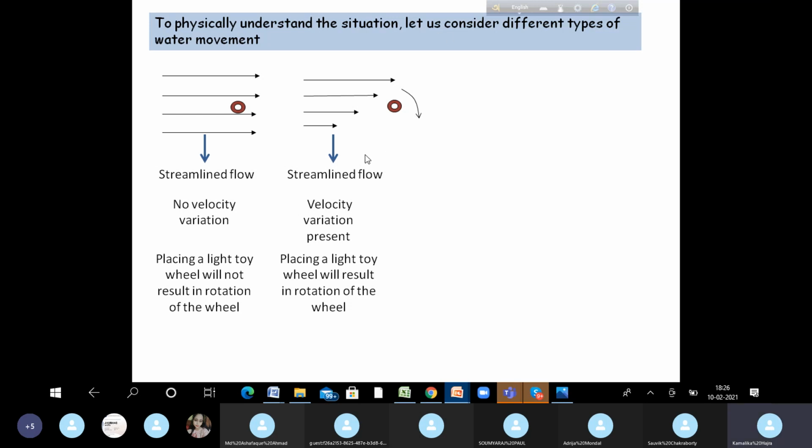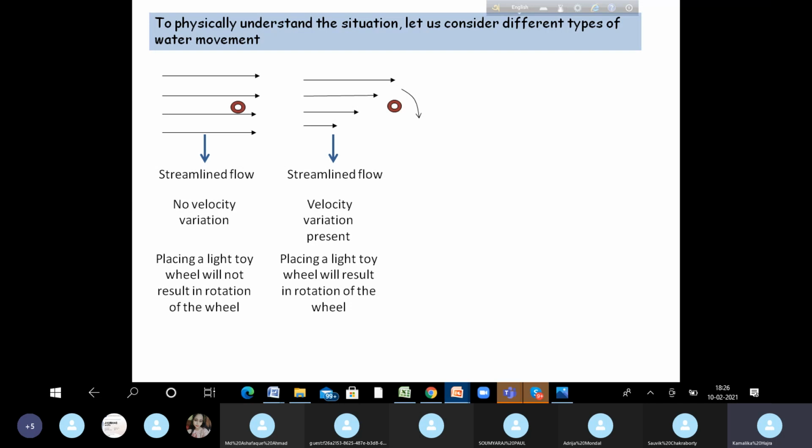So here there is variation of velocity. So curl V is not zero. So there is an angular motion present. There is a certain angular velocity, and that results in the rotation of this small toy wheel that is placed in the face of this motion.